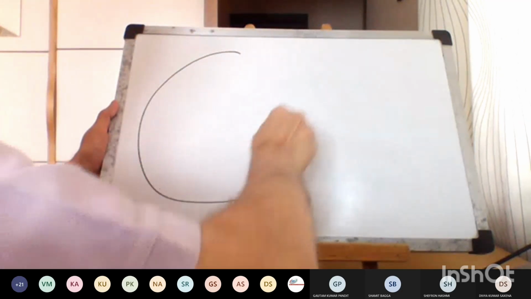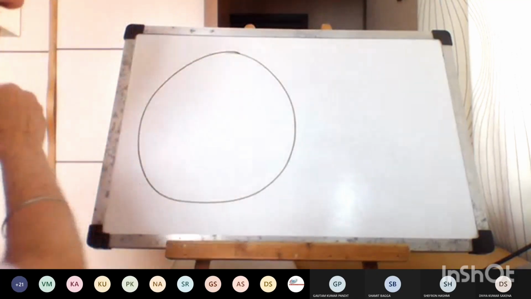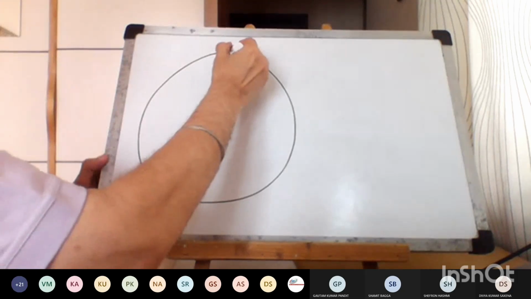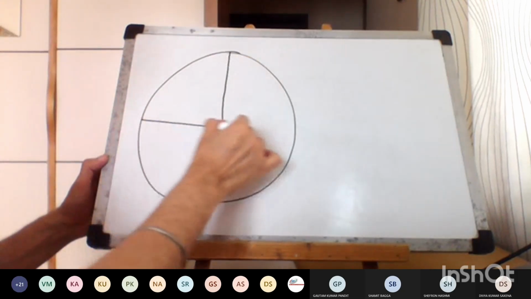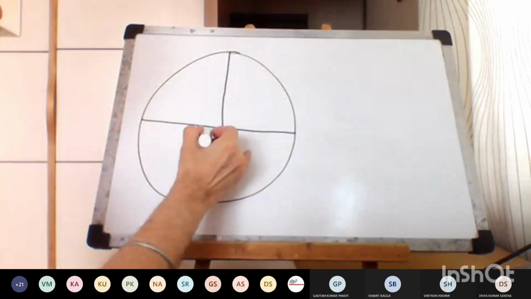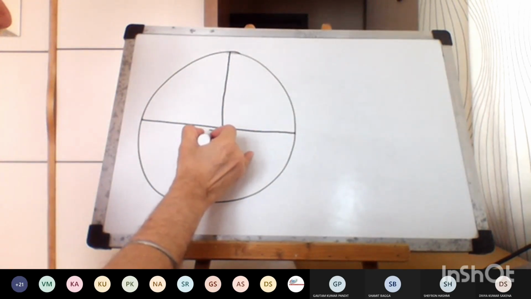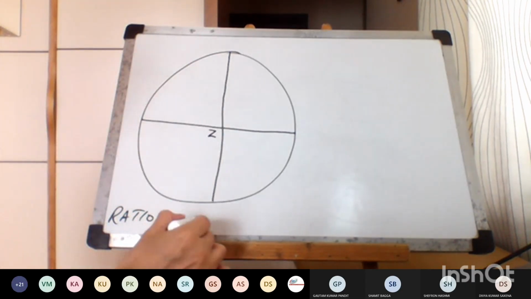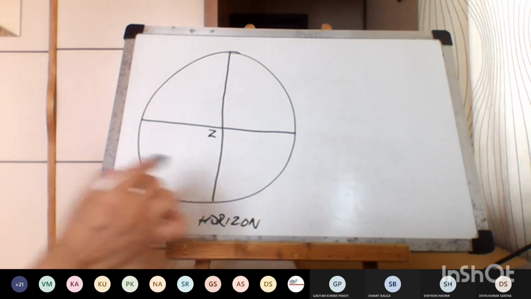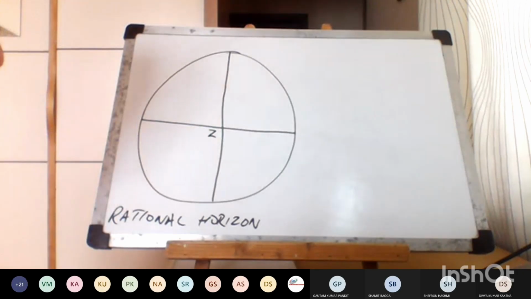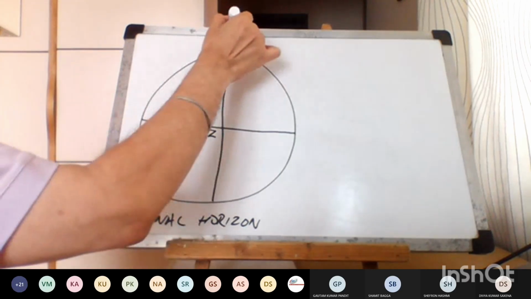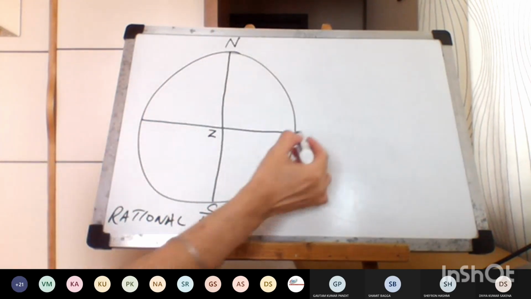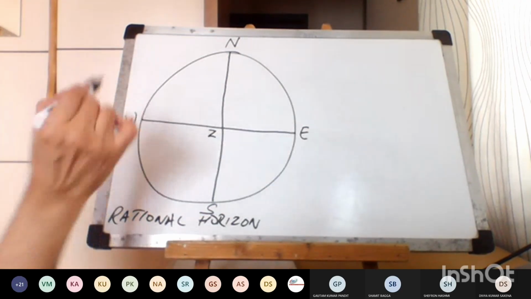I will draw a slightly larger diagram now. This is the rational horizon diagram. The observer is in the center. Every observer, when he measures from the compass, will have a north direction, a south direction, an east direction, and a west direction.